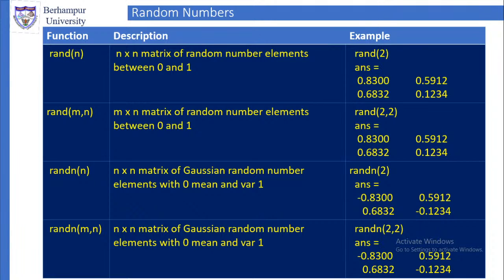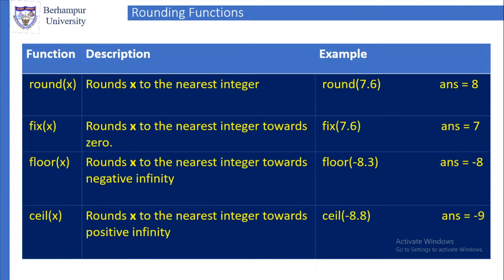Then let us see the rounding of the numbers. So rounding functions are round, that is the most common one, round x. This rounds x to the nearest integer. So whichever is the nearest integer, for example 7.6, nearest integer is 8, it will be rounded up to 8. 7.3, nearest integer is 7, not 8 because it is less than 7.5, so it will be rounded towards 7. So answer will be 7.